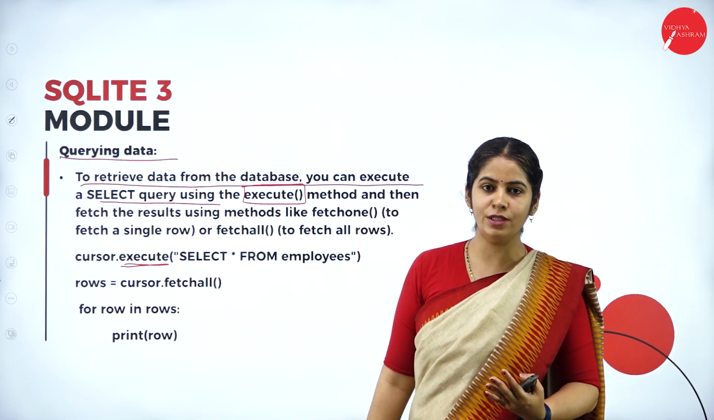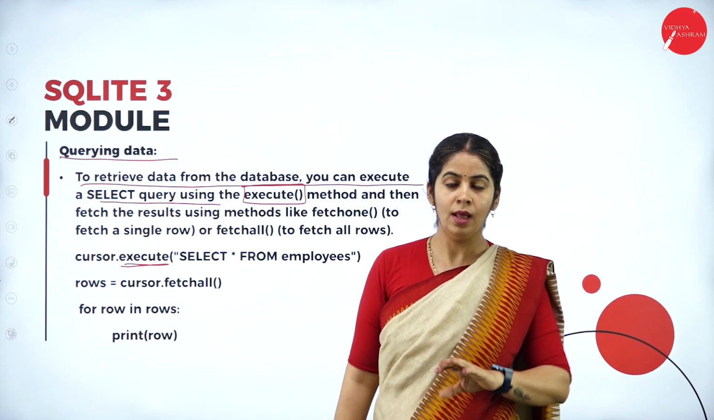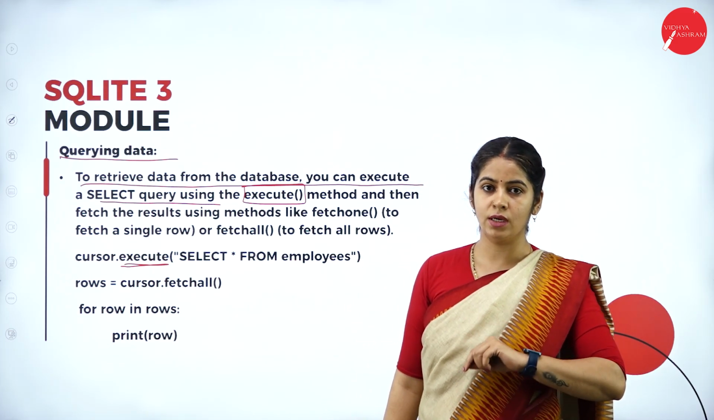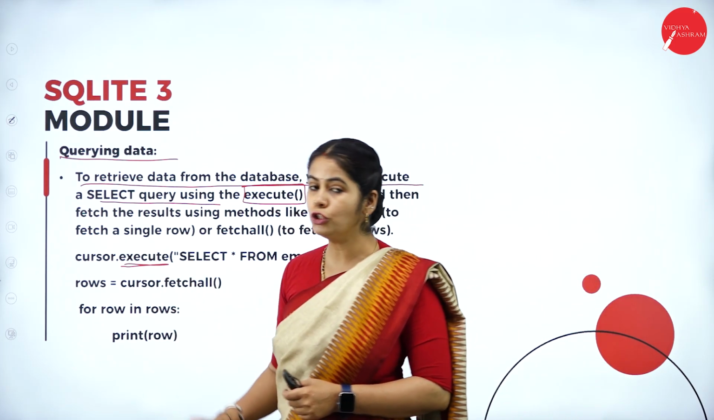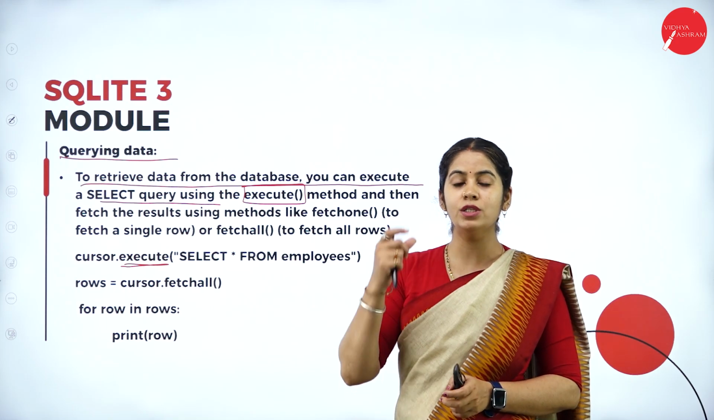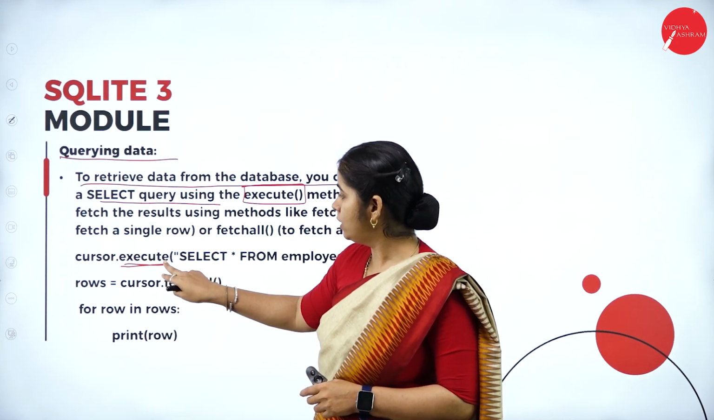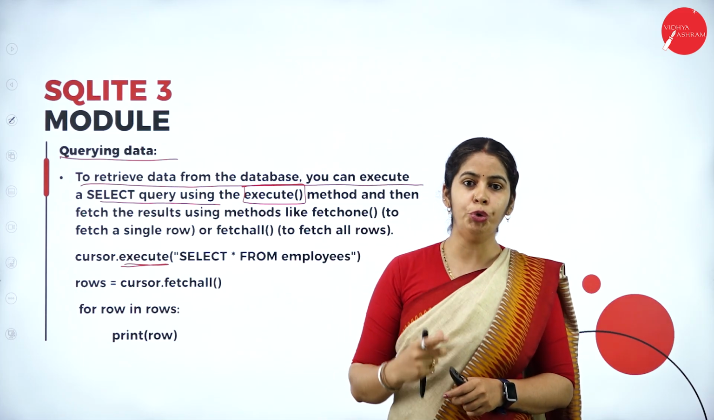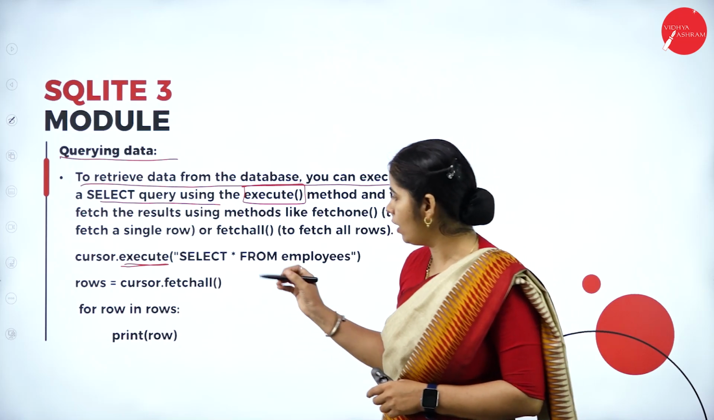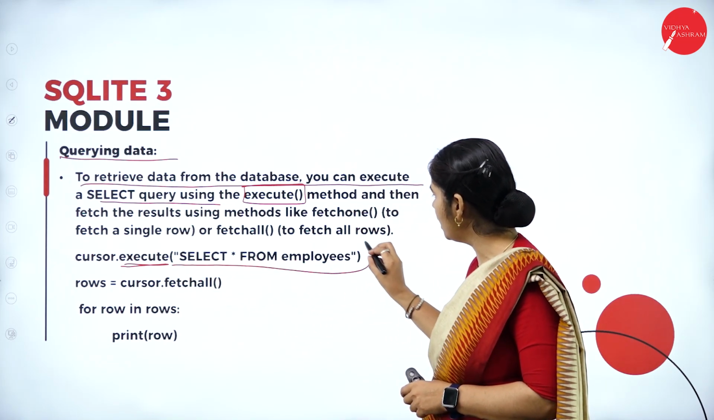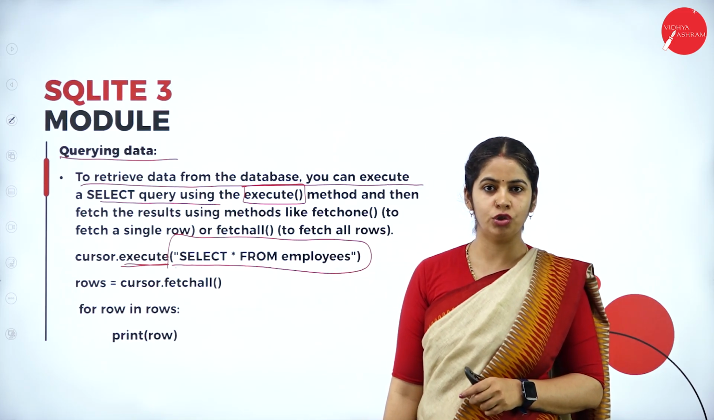How to call this execute function? By using the cursor object. We have created the cursor object, right? So using that cursor object, we call the function execute. What we pass as a parameter within this execute function is whichever operation I want to do. I want to create, insert, or delete, whatever the operation is, that has to be given as a parameter for this execute function.